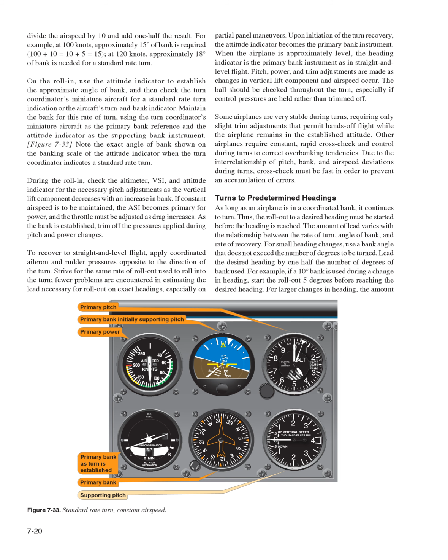The ball should be checked throughout the turn, especially if control pressures are held rather than trimmed off. Some airplanes are very stable during turns, requiring only slight trim adjustments that permit hands-off flight while the airplane remains in the established attitude. Other airplanes require constant, rapid cross-check and control during turns to correct overbanking tendencies. Due to the interrelationship of pitch, bank, and airspeed deviations during turns, cross-check must be fast in order to prevent an accumulation of errors.